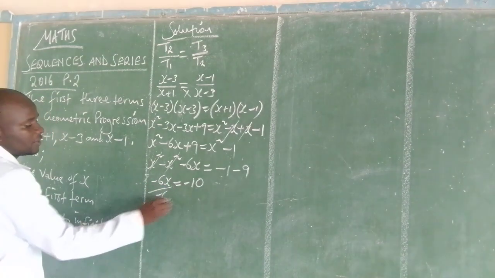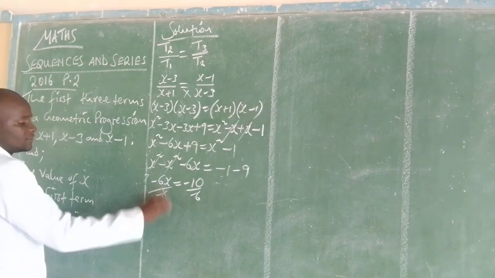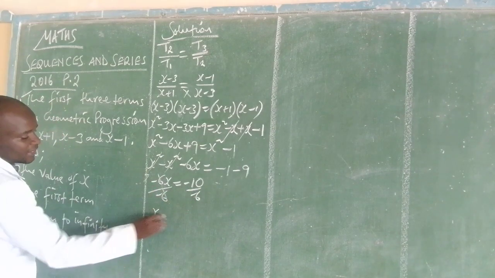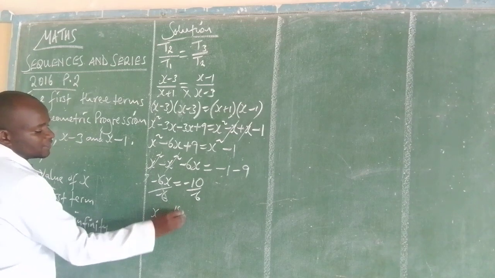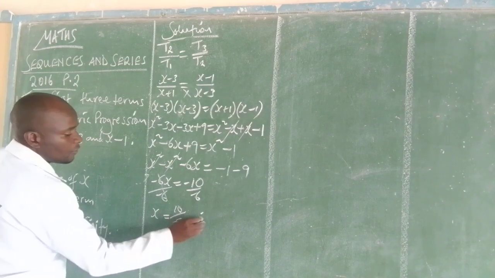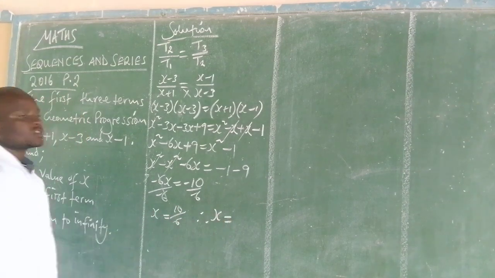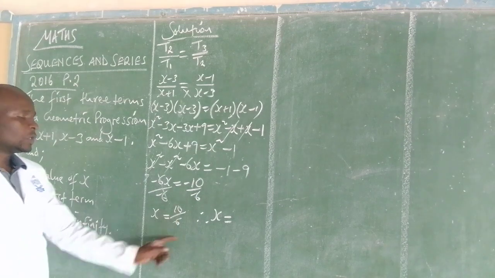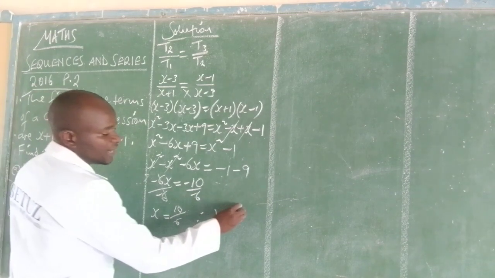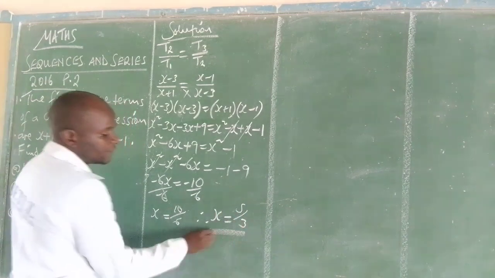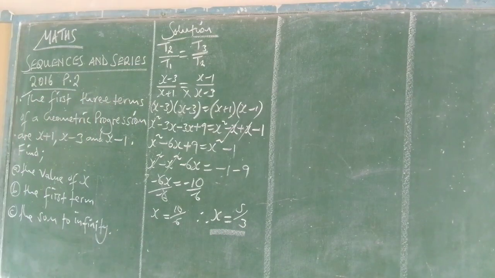Then dividing by negative 6 on both sides, we remain with x equal to 10 over 6, which is reduced by 2 to give us 5 over 3. This is the value of x which they are looking for.